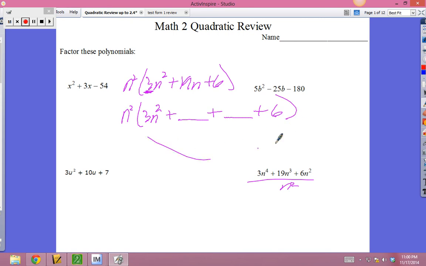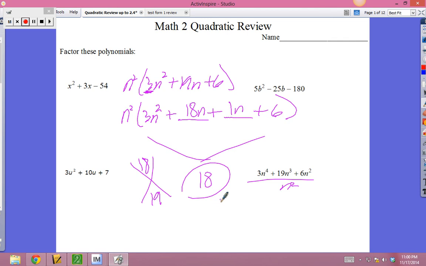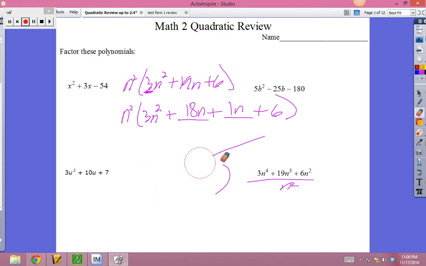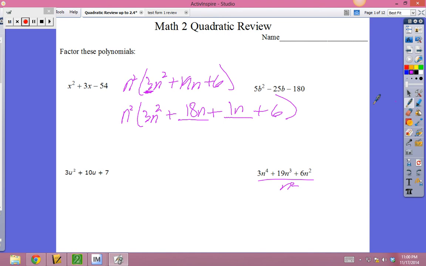And I'm going to multiply my 3 by my 6. 3 times 6 is 18. 18 is your number. You're looking for something that multiplies to give you 18 and adds to give you 19. It's going to be 18n and 1n. Okay. Now you have broken it into 4 pieces. If you've got 4 terms, you need to group them. So I'm going to group them.